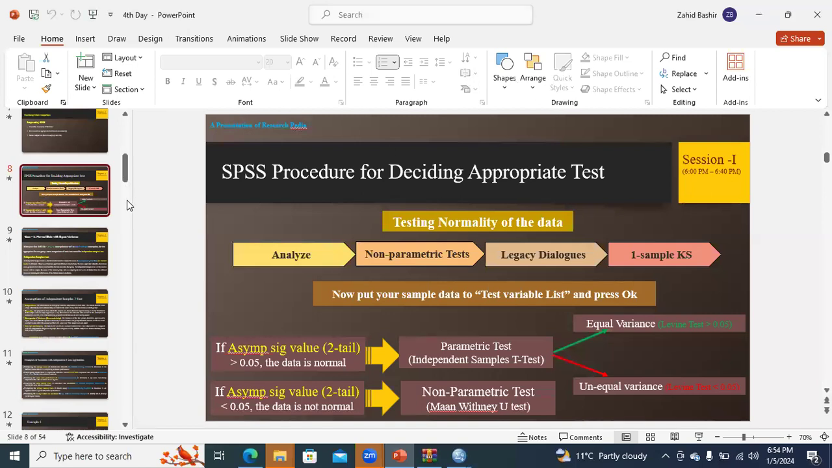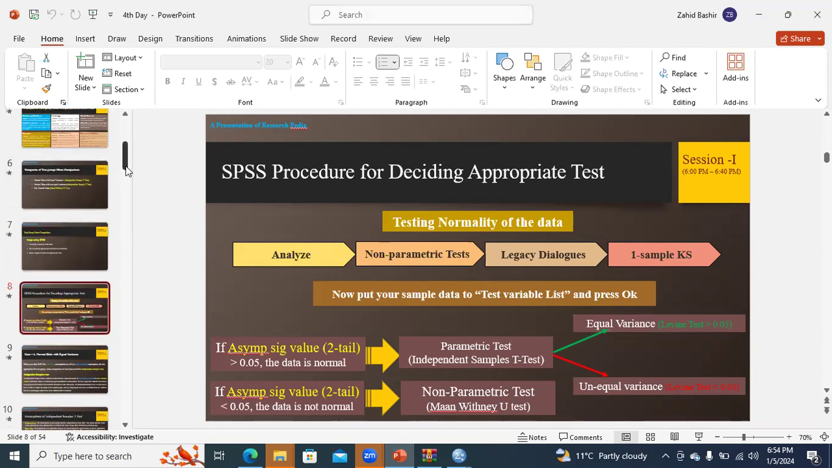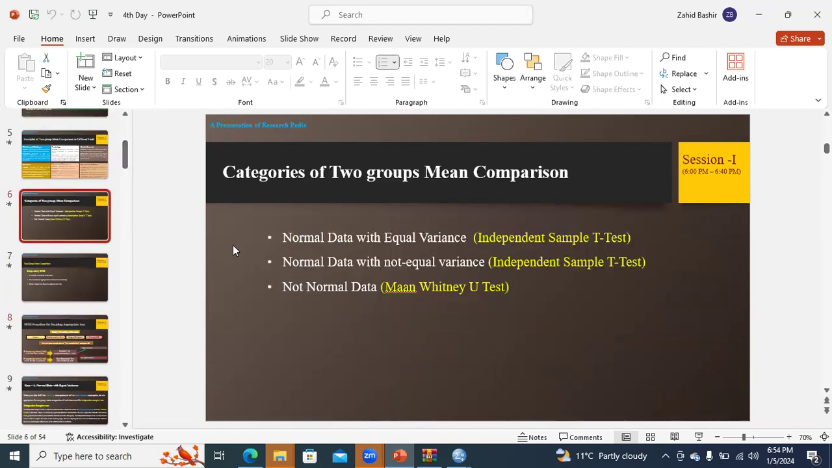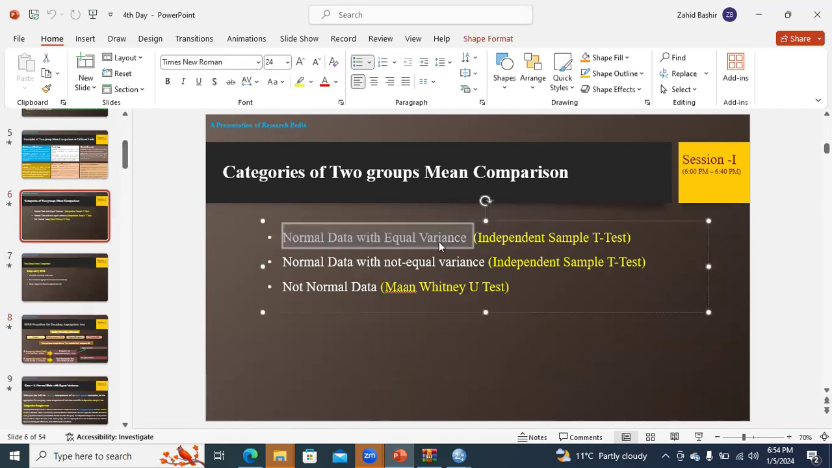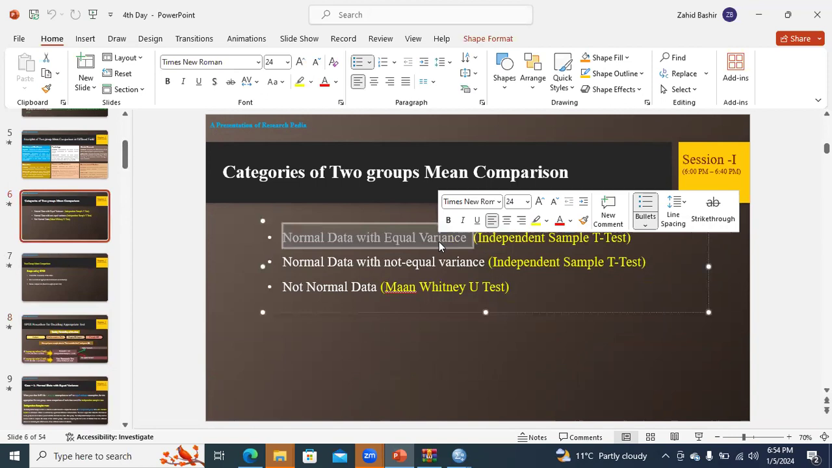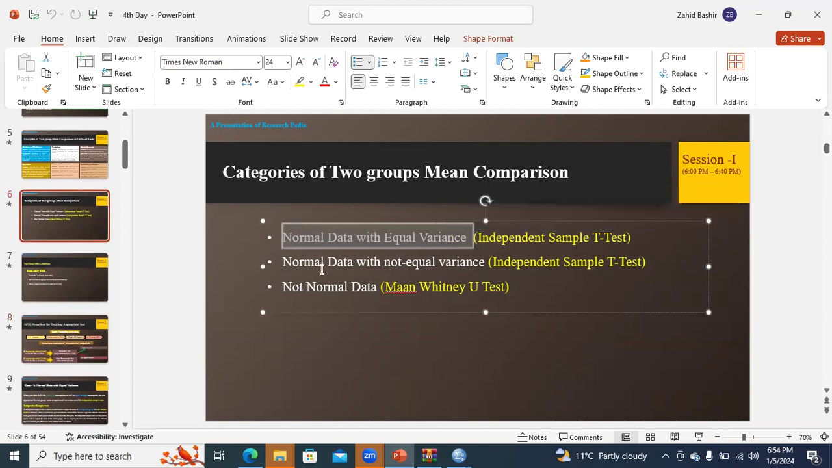All right, we have completed our case one. As I have already let you know, I will consider the normal data with equal variance where the independent sample t-test will be applied. And the second case is normal data with not equal variance. Here again, the independent sample t-test will be applied, but the equal variance assumption will not be fulfilled.